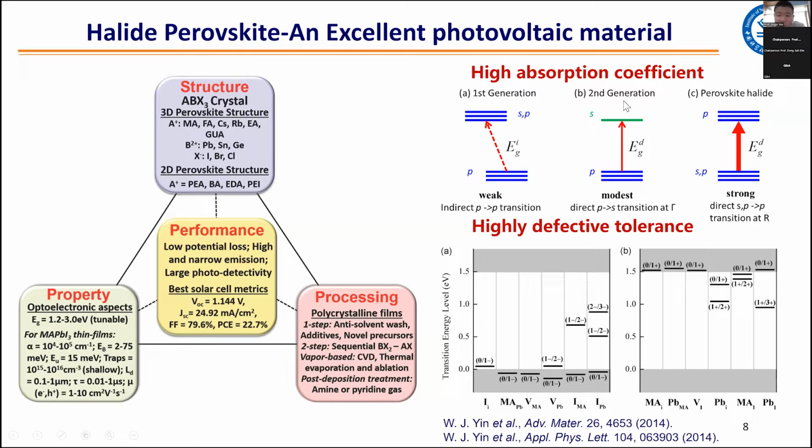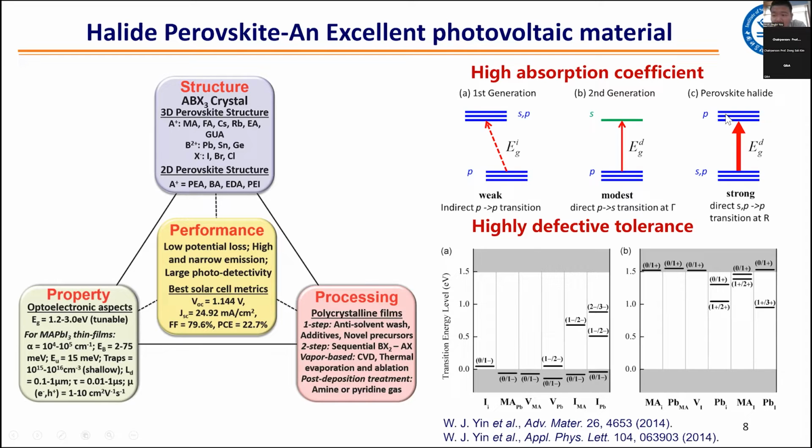The first one is that it is a good absorption material. If we want to make a thin film solar cell, we should have a good absorption coefficient. For the first generation solar cell material, silicon, it is an indirect band gap material, so the absorption coefficient is very limited. We should use more than 200 micrometers to absorb the light. The second one is gallium arsenide, where the density of states is very limited, so the absorption is also limited.